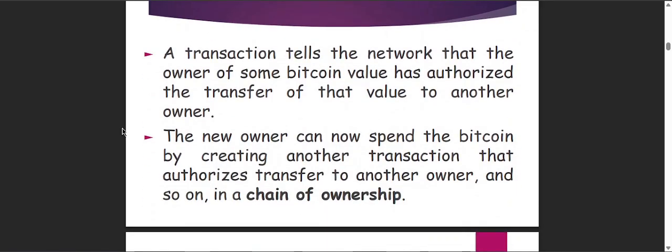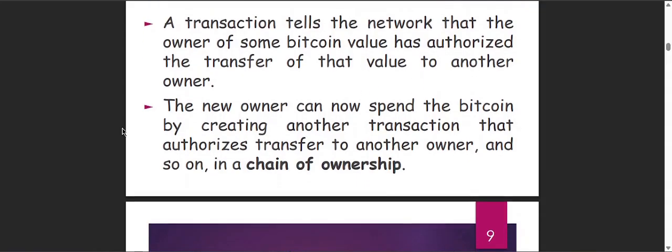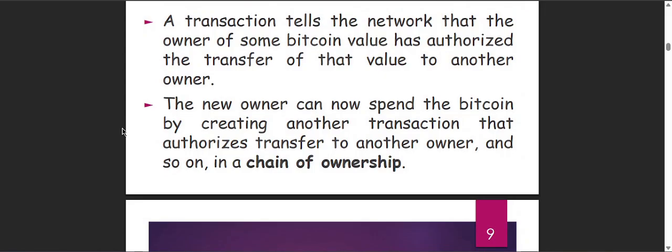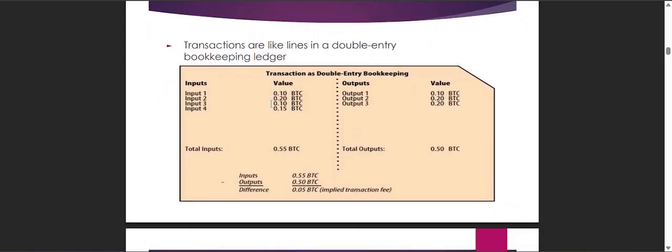As you can see here, this is how the transaction happens and how it is secured. The transaction tells the network that the owner of some Bitcoin value has authorized the transfer of that value to another owner. The new owner can now spend the Bitcoin by creating another transaction, which is authorized by the transfer to another owner, and so on. This is called a chain of ownership.